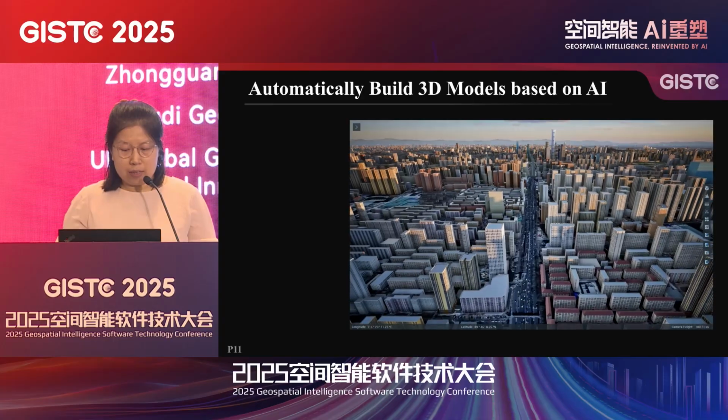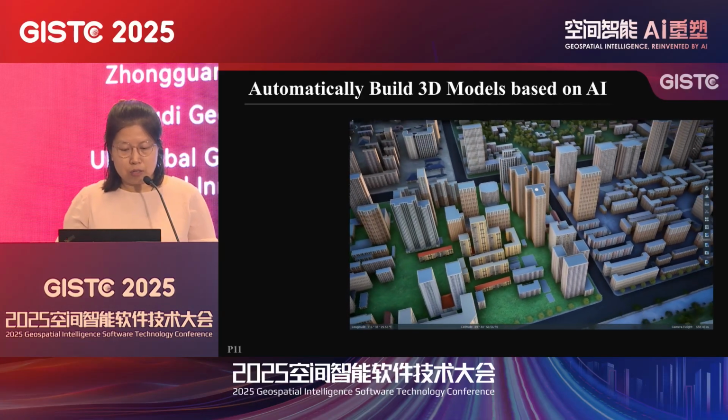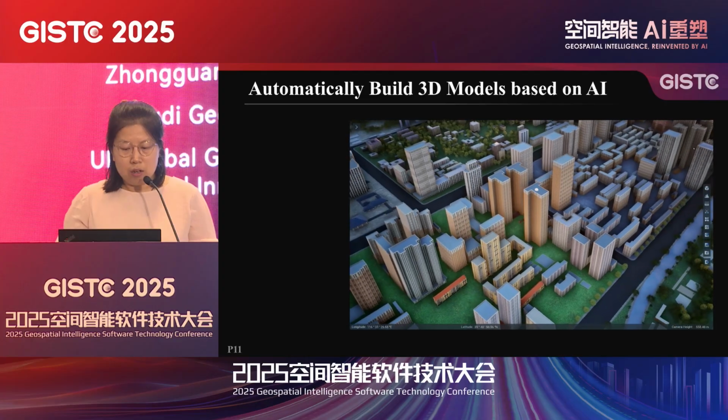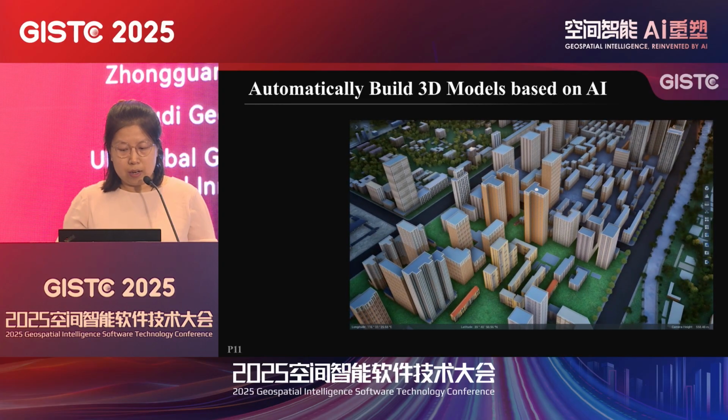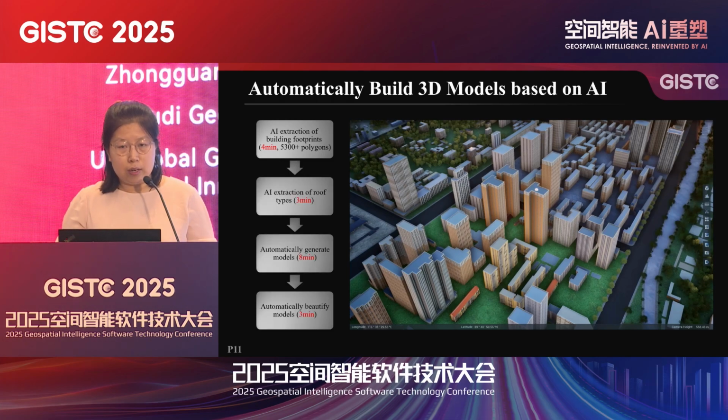In this example, we can see diverse building types and roof styles across a 35 square kilometer area with over 5,300 individual models. Building such a large scene manually would be extremely time-consuming and labor-intensive. However, with our AI-powered modeling, it takes just 20 minutes.